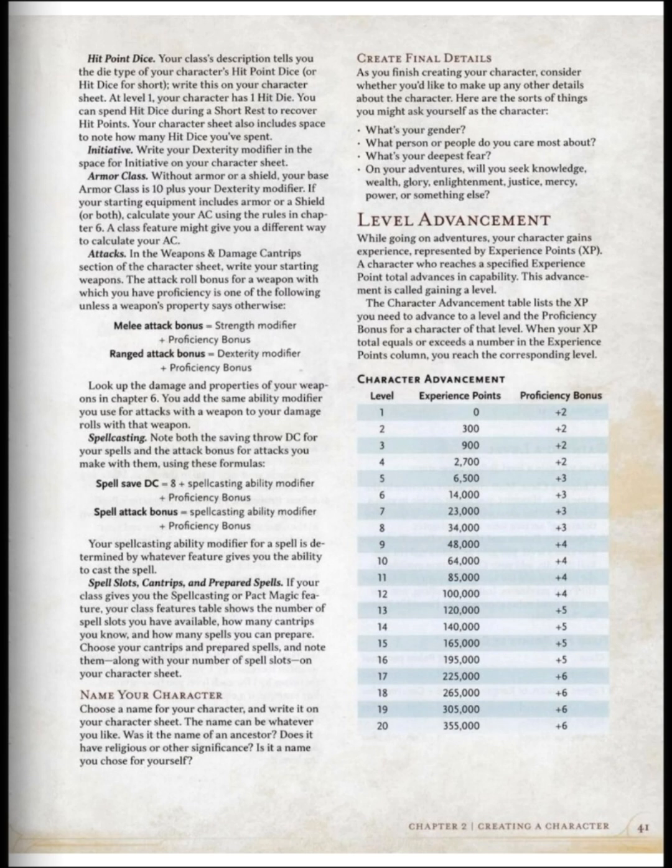Spell slots, cantrips, and prepared spells. If your class gives you a Spellcasting or Pact Magic feature, your class features table shows the number of spell slots you have available, how many cantrips you know, and how many spells you can prepare. Choose your cantrips and prepare spells and note them along with your number of spell slots on your character sheet.